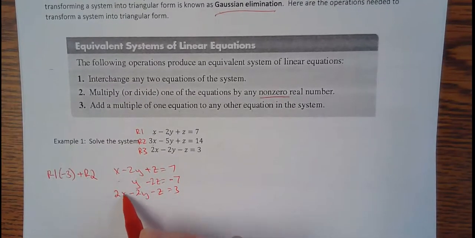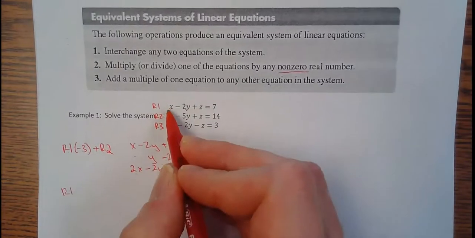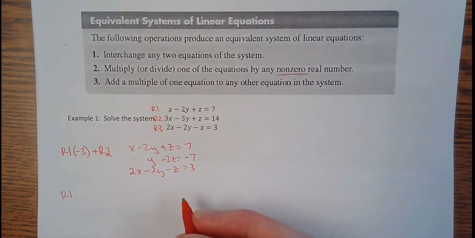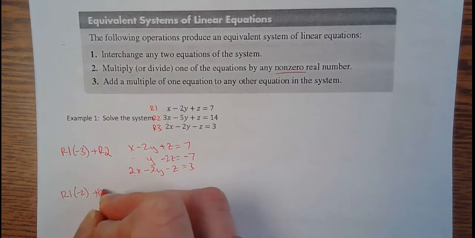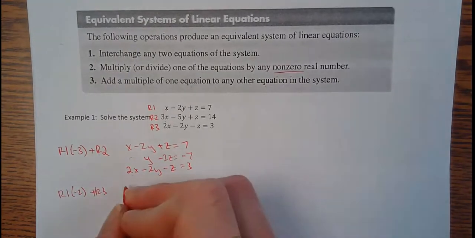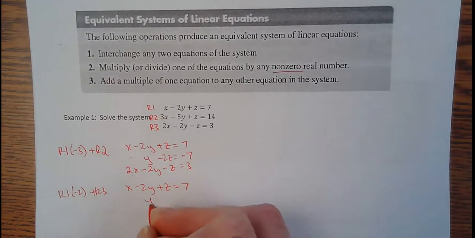Now I want to get rid of this x. Well, I could take this times -2, add to that, and get rid of it. So I want to take row 1, the original row 1, or I could say this row 1 too, times -2, add to row 3, and then I'm going to replace row 3 with that. So the first two rows are not getting touched. I'm going to leave them alone.